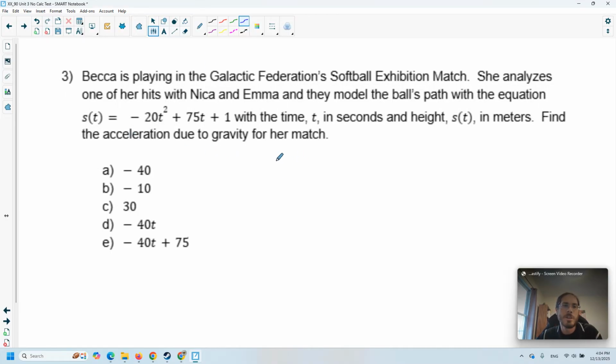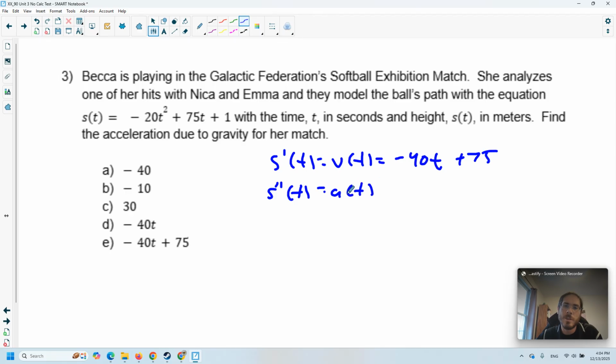So to get acceleration, we need to take the second derivative. So s prime of t is the velocity. So that's going to be -40t plus 75. Our second derivative is the acceleration. So if we take that derivative, we're going to get -40. So in this case, our answer is -40.